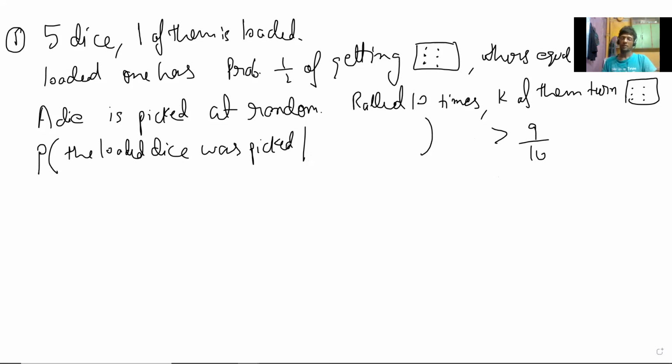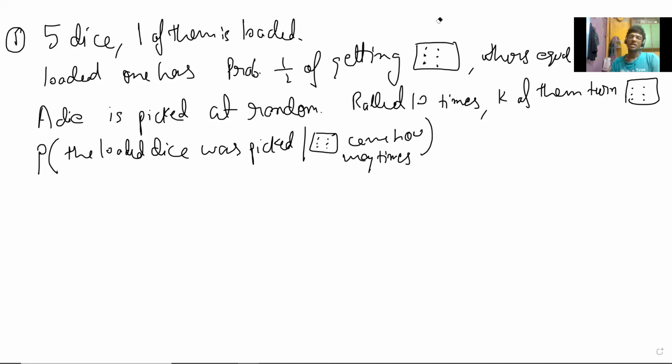So how many times must six come up so that the probability that the die was loaded is at least 9 by 10? That's the same question as: if six comes up k times, then what's the probability that it was the loaded die? Does everybody see that? Because then you will get this probability in terms of k, and then you can make that bigger than 9 by 10 and find the k.